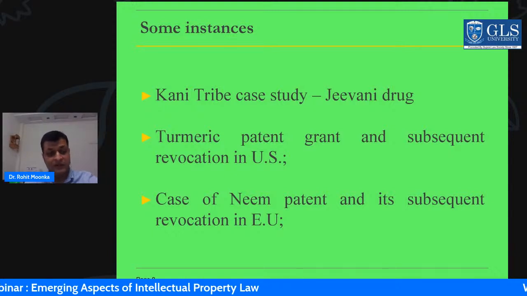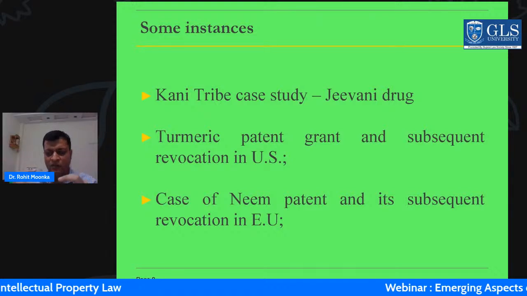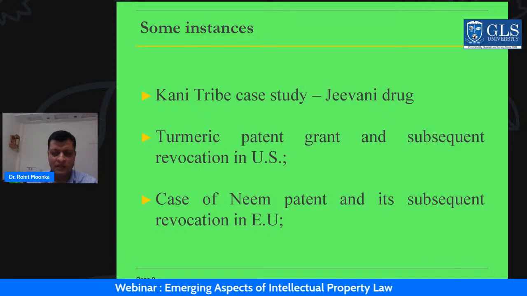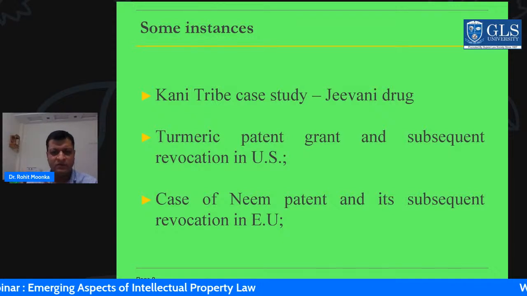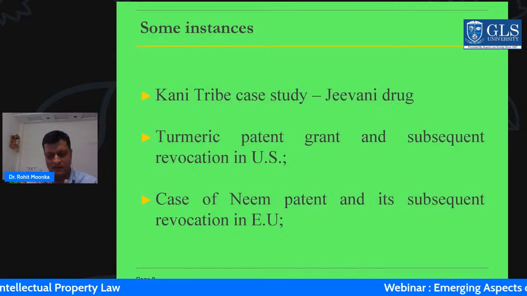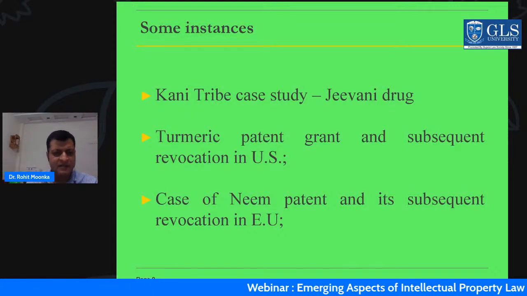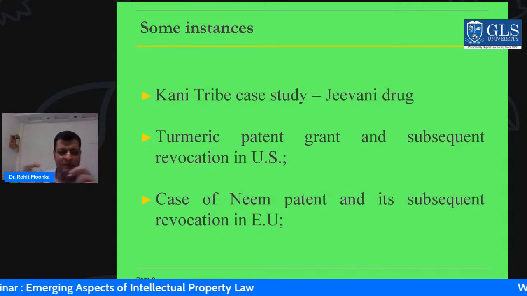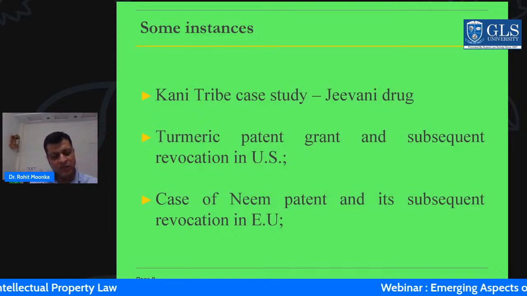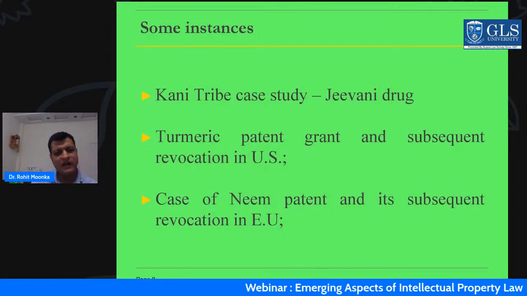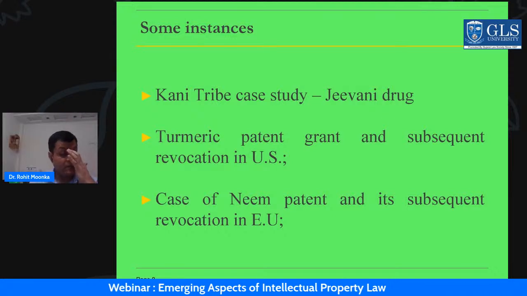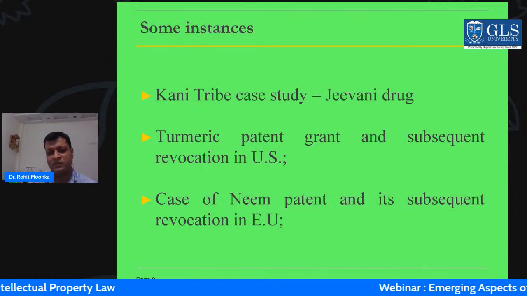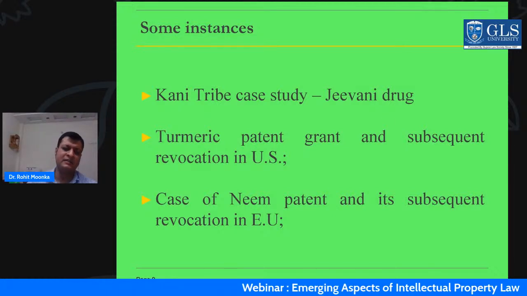Of course, it was a very difficult task for them, because the Kani tribe was not a single unit. They were scattered all over the Western Ghats. So they took help of certain NGOs and governmental agencies to identify all the members of the Kani tribes. After doing that, they created a trust, and through that trust, all the beneficiaries were identified, and the 50% of the revenue shared by TGBRI was shared with all the families of the Kani tribes, because they were the ultimate owners of this knowledge of Arogya Pacha, from which the Jivani drug has evolved.